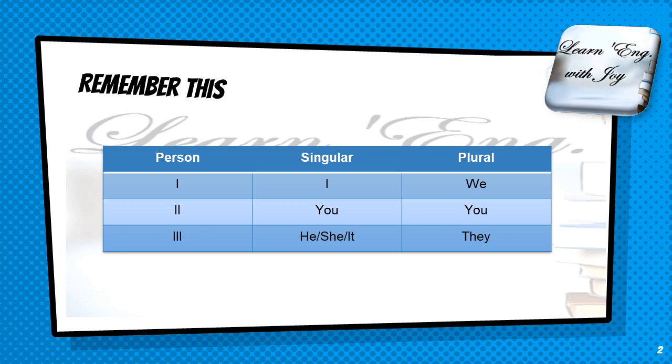Second person singular is you, plural is also you. Many a time we say y'all, but that is wrong. So it's you and you. And the third person is he, she, it for singular and they for plural. So for now we'll stick to these. So you learn it this way: I, you, he, she, it, we, you and they.